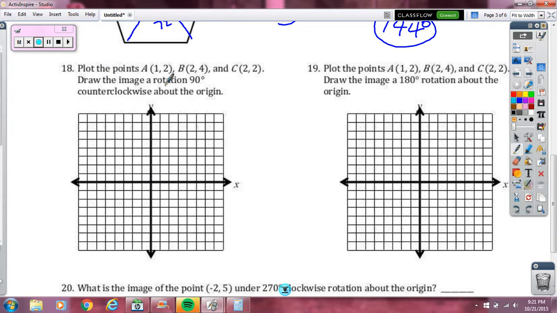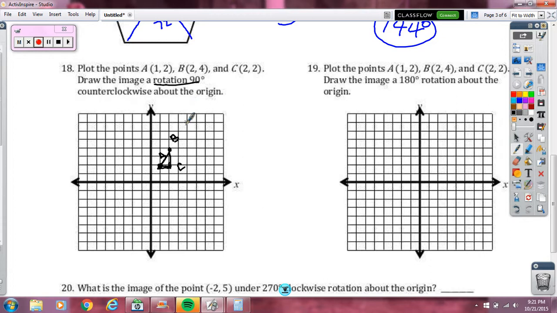All right. Ooh, rotating in the coordinate plane. Got some original points. I've got 1, 2, -2, 4, and 2, 2. Haha, 2, 2. And I want to rotate that 90 degrees counterclockwise.